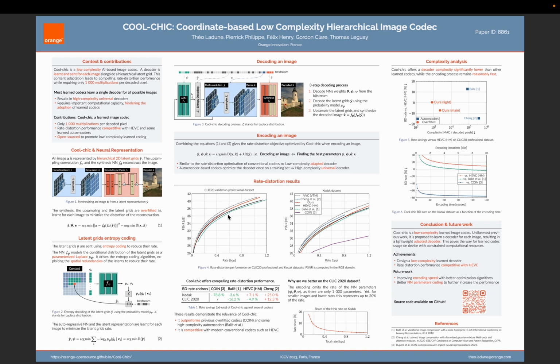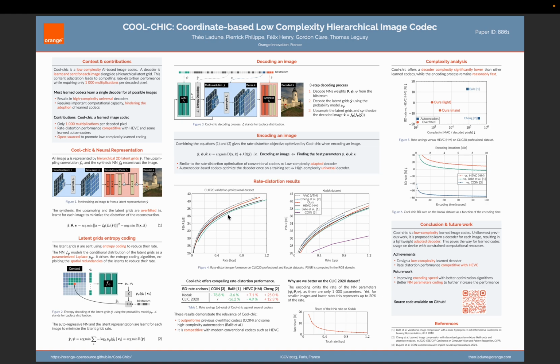At the end of the training, the weights of the autoencoder are frozen and used to compress any possible image. As such, in order to offer great compression performance on a wide variety of images, the autoencoder must have a large number of weights and so an important complexity. This might hinder the adoption of learned codecs.